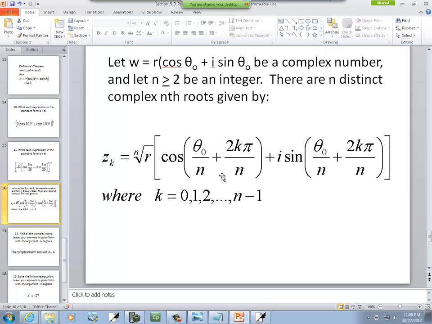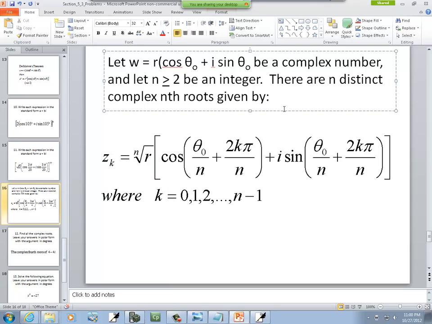I think these last problems are kind of neat, actually. The formula makes it look kind of complex, but it's just a very cool idea what you can do with these. Let me try that again. That should be a close parentheses there. There we go. So okay, we got it in polar form, and then let n be greater than or equal to 2 be an integer. There are n distinct complex nth roots given by this formula. We'll come back to this formula.